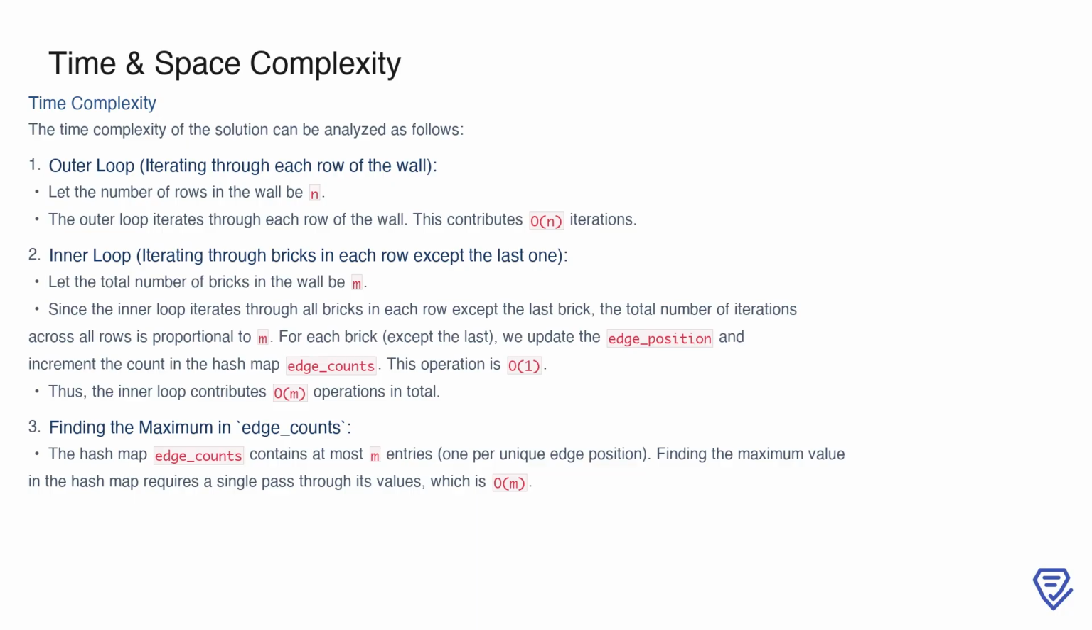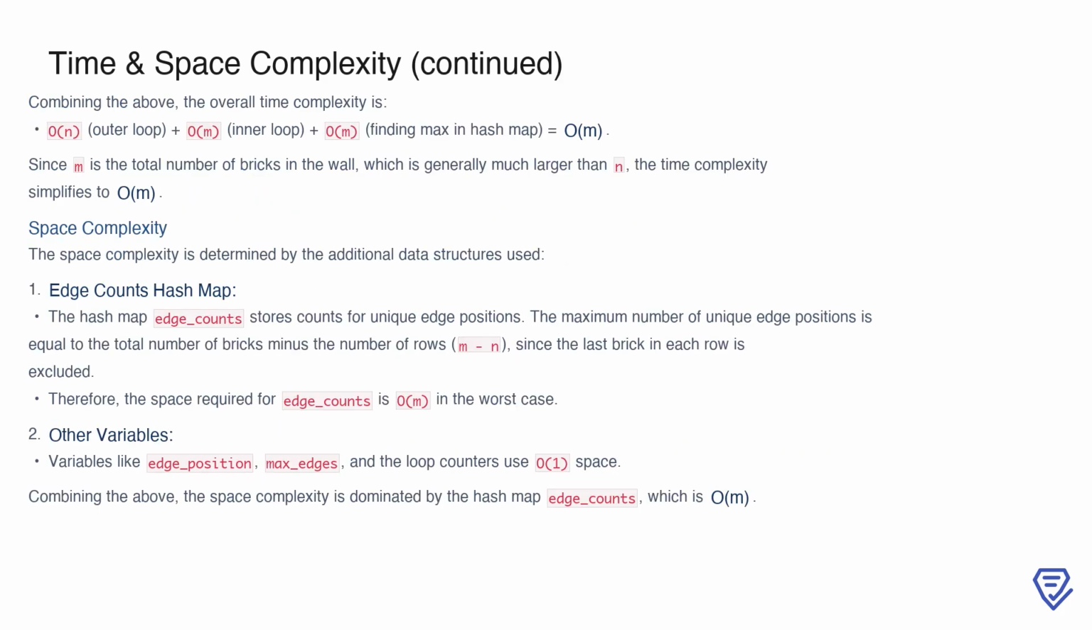Finally, after processing all rows and updating the hash map, we find the maximum value in edge_counts. This requires a single pass through the hash map, which has at most m entries, leading to an additional m operations. Combining these, we have 3 components: n for the outer loop, m for the inner loop, and m for finding the maximum in the hash map. When we combine these components, the overall time complexity becomes n plus m plus m. Since m, the total number of bricks, is generally much larger than n, the time complexity simplifies to O(m).